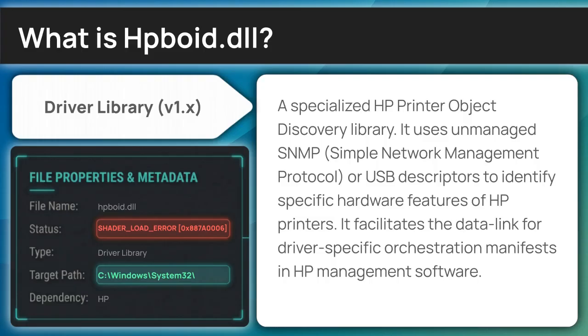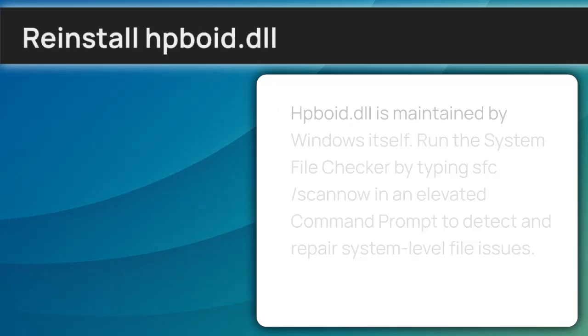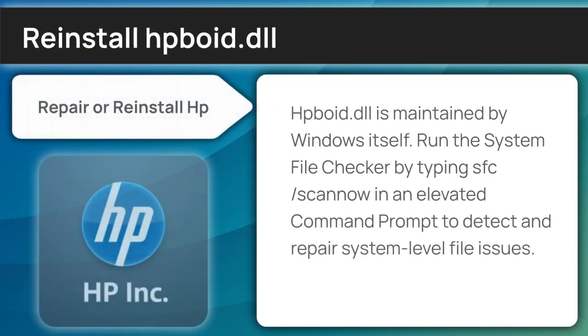With that background out of the way, here is how we actually restore the missing component. Hpboid is maintained by Windows itself. Run the system file checker by typing sfc /scannow in an elevated command prompt to detect and repair system-level file issues.